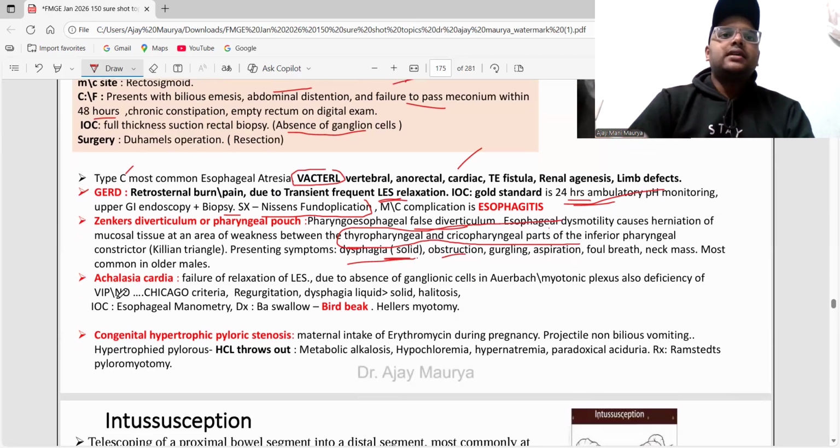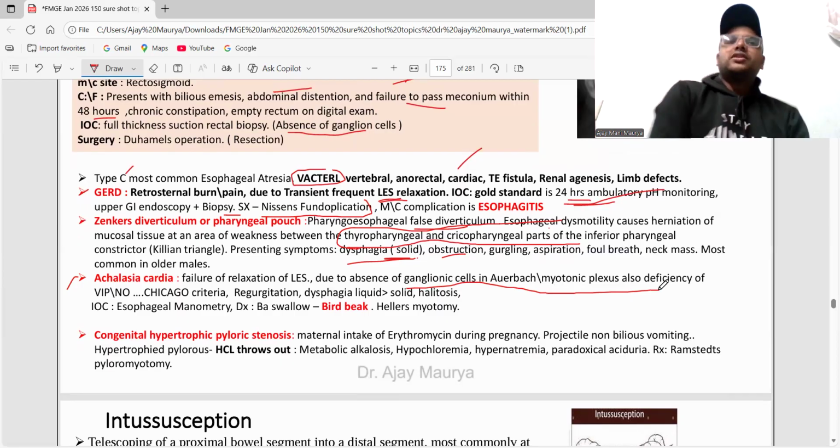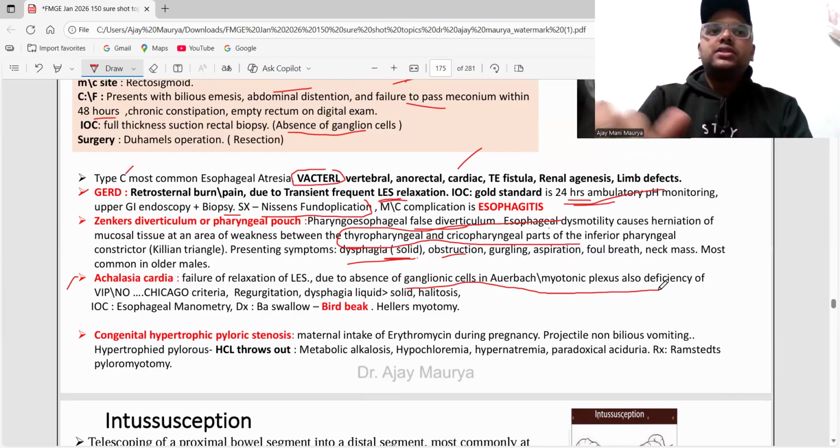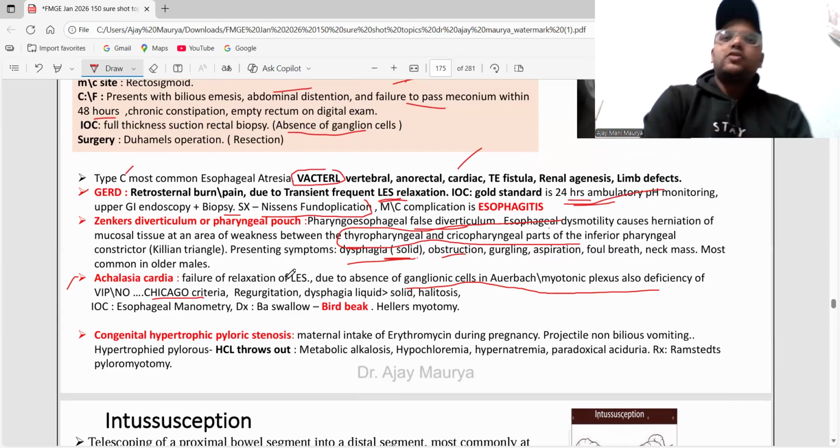Next is achalasia cardia. This is failure of relaxation of the LES due to absence of ganglion cells in the Auerbach's myenteric plexus. There is also a deficiency of nitric oxide. The criteria we use is the Chicago criteria. Symptoms are regurgitation and dysphagia to liquids.